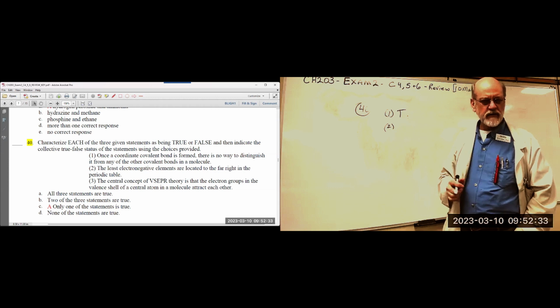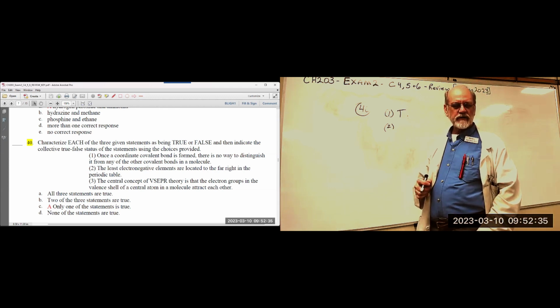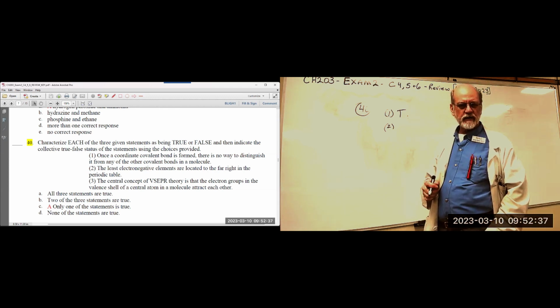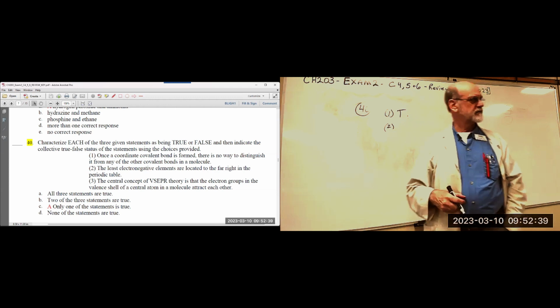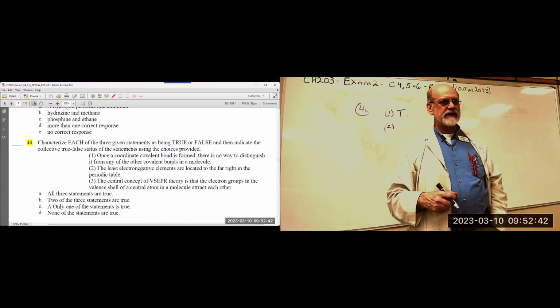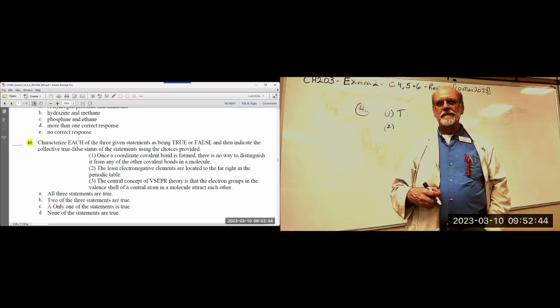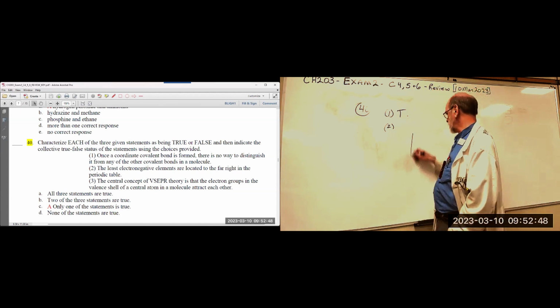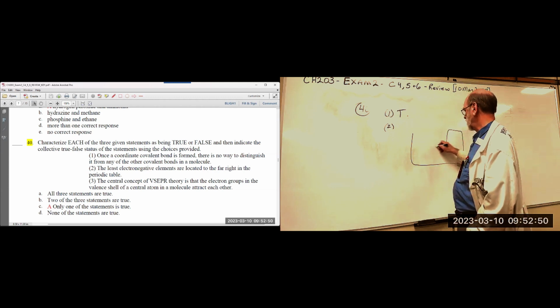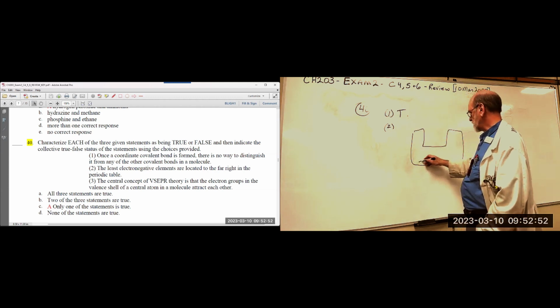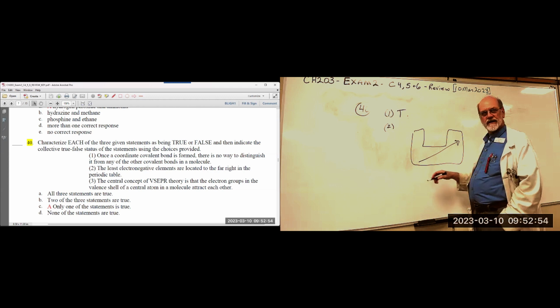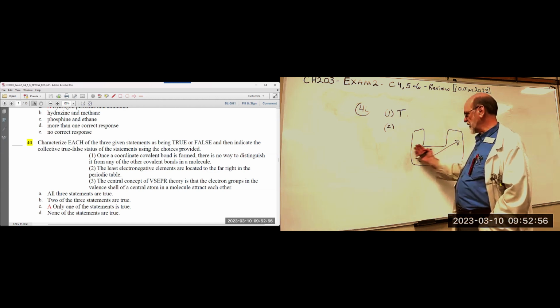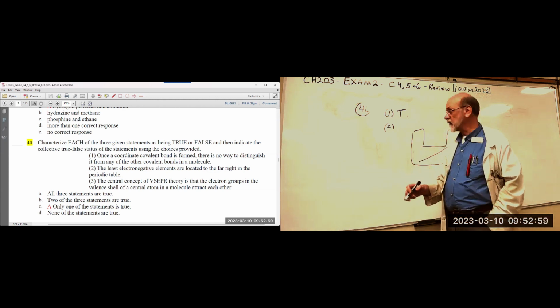2, the least electronegative elements are located to the far right in the periodic table. Is that true? No, they're to the left. Remember the trend is lower left to upper right. So the least electronegative would be on this side. So 2 is false.